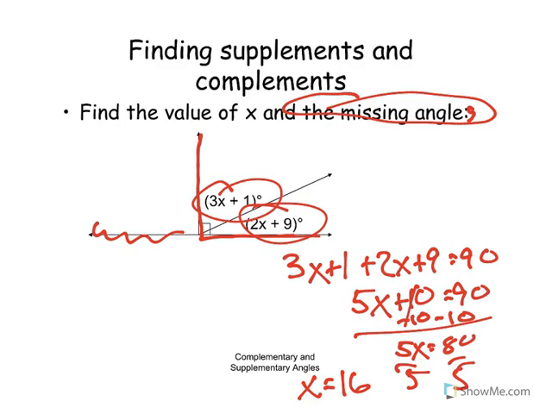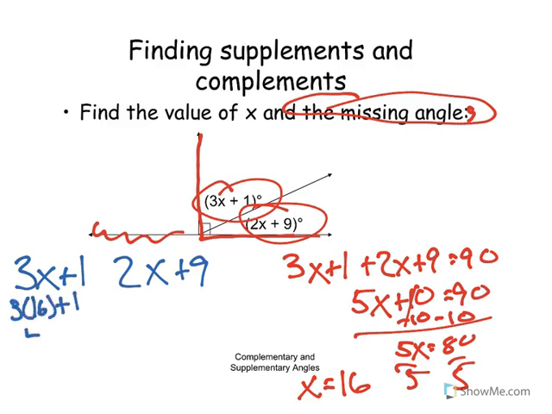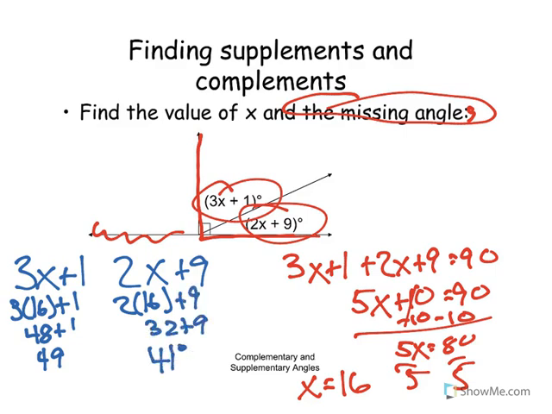We couldn't solve the problem without finding the value of x, but we didn't find the missing angles. So I would say, what do we have to do next? And everyone would yell out, substitute, in perfect unison, which is what we're going to do. So we substitute our 16 here. 3 times 16 is 48 plus 1, which is 49. And I've got 2 times 16 plus 9, which is 32 plus 9, which is 41. So we think our missing angles are 41 degrees and 49 degrees.